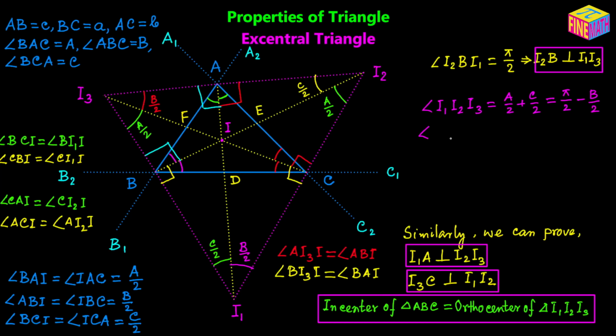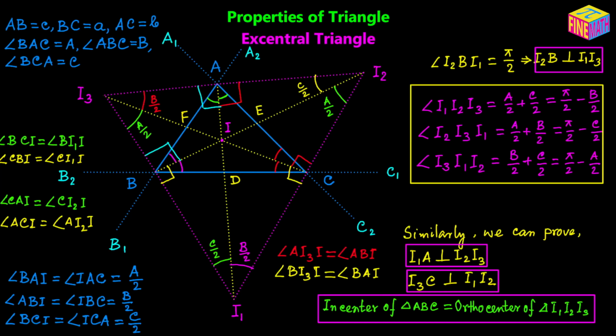And similarly, let's now look at the angle I₂I₃I₁. This angle is equal to half of A plus half of B, and this can be written as 90 degree minus half of C. And also let's look at the third angle, which is the angle I₃I₁I₂. This is looking like half of B plus half of C, and this can be written as 90 degree minus half of A, and that was the second part of our derivation that we wanted to do in this video.